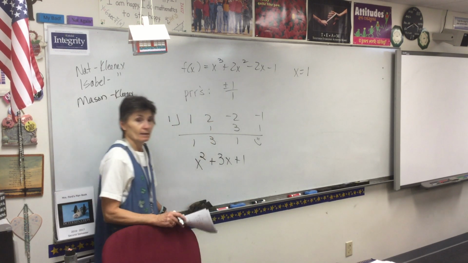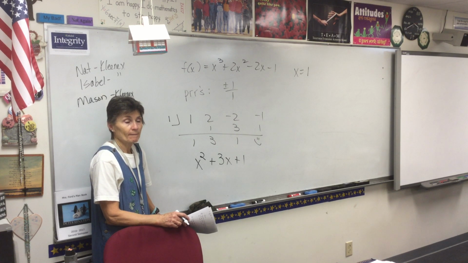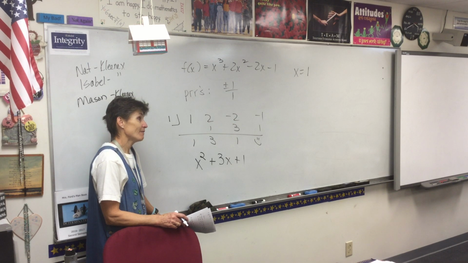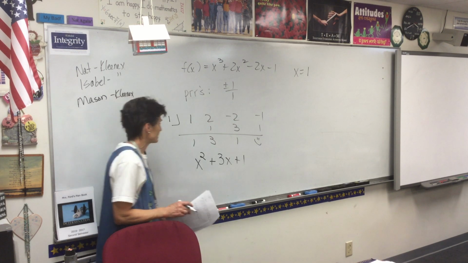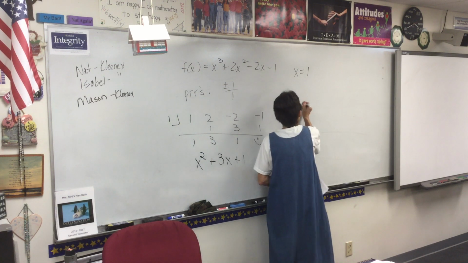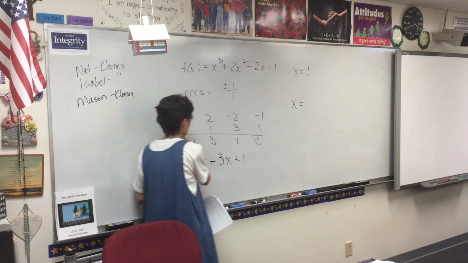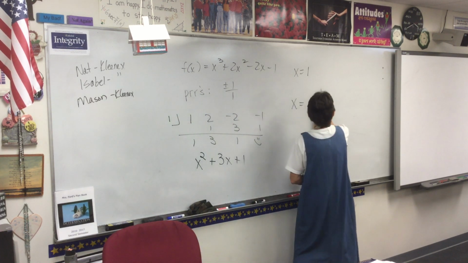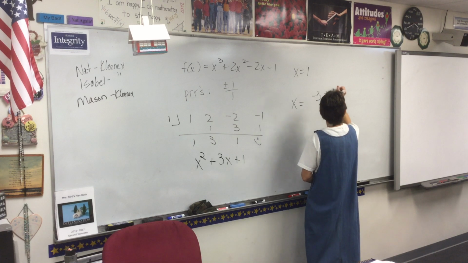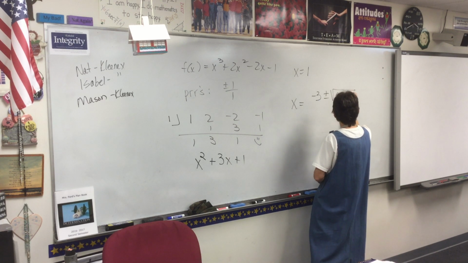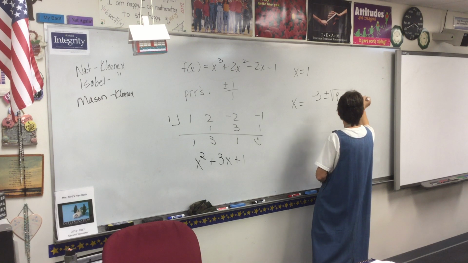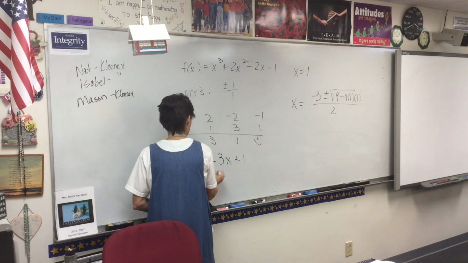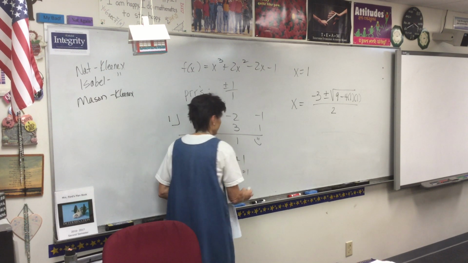No, please don't tell me quadratic. I need to use my quadratic formula. Yep, my job is to find the roots. I'm not graphing it, I'm not factoring it, I'm finding the roots of it. So I want to know what x equals. Well, I already know x equals 1, but now x is going to equal negative b plus or minus the square root of b squared minus 4ac all over 2a. A is 1, b is 3, c is 1.